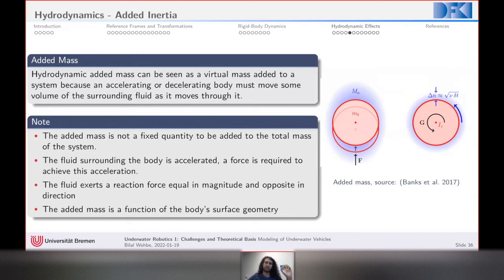So exactly, this is what I just mentioned. These forces are basically going to be opposing, or reaction forces, equal in magnitude and opposite in direction to the body. And this also introduces an effect which is called a memory effect.